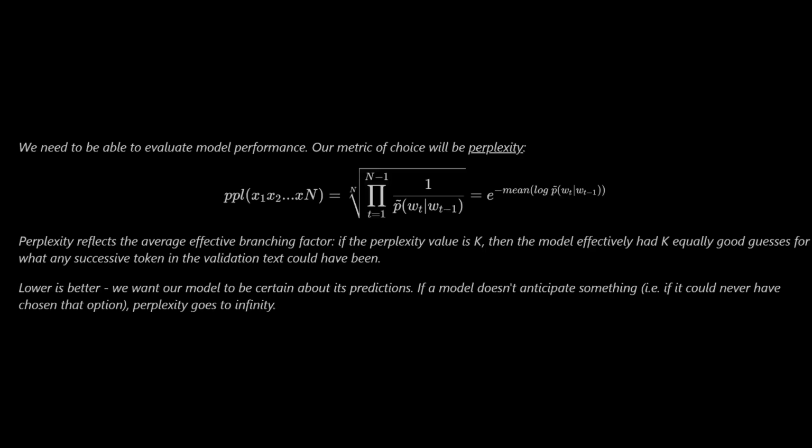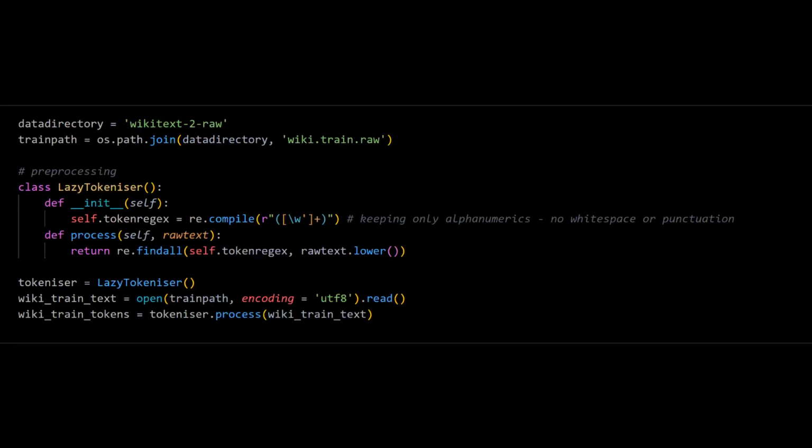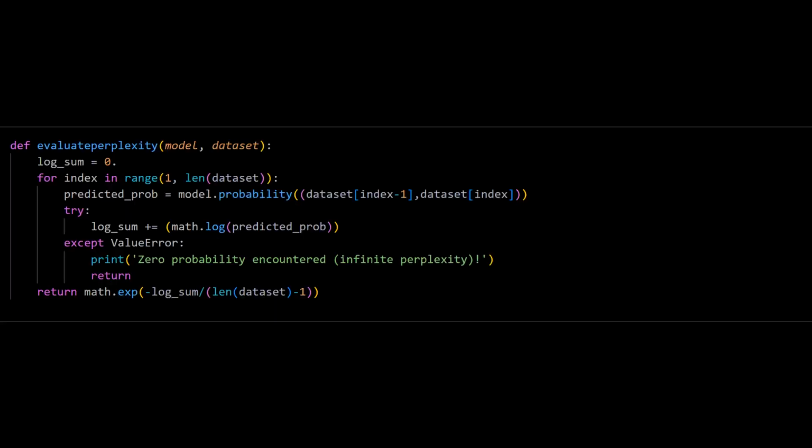Perplexity reflects the average branching factor of our model. It reflects the uncertainty in the model's outputs as the average number of roughly equal options it was choosing between. If there was an outcome the model didn't foresee, perplexity becomes infinite. Instead of calculating it directly as the geometric mean of inverse probabilities, we take the logarithm and exponentiate at the end. I am using a held-out validation dataset to evaluate model performance.